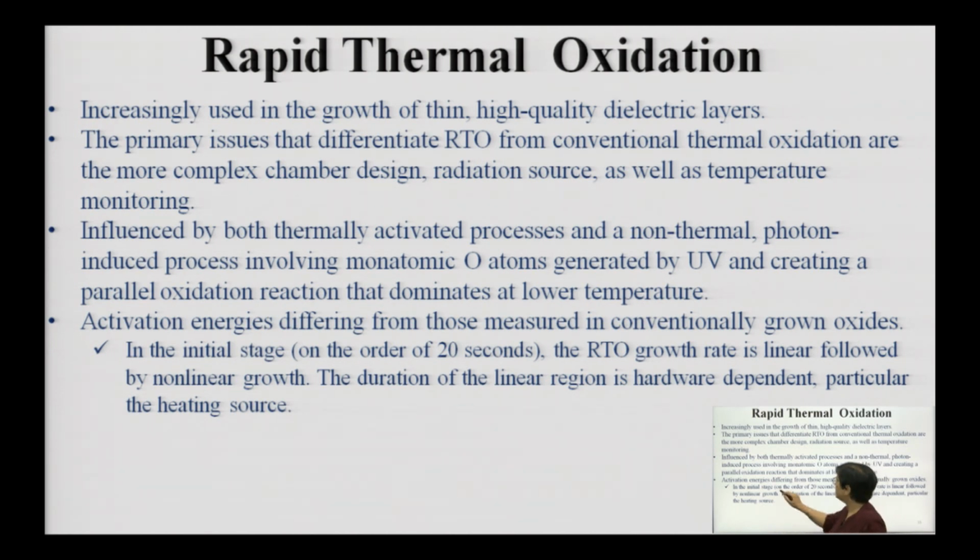Now, the activation energies differ from those measured for conventionally grown oxides. In the initial stages the time scale will be of the order of 20 seconds. RTO growth rate will be linear, followed by non-linear, as the Deal and Grove model has told us. Initially it will be a linear rate, B by A rate constant, after that it will go as square root of B into (t plus tau). So, this region is hardware dependent, and particularly dependent on the heating source being used.